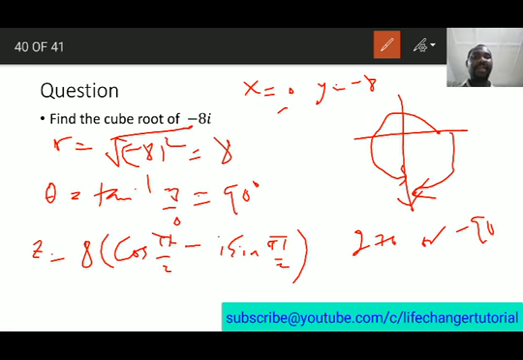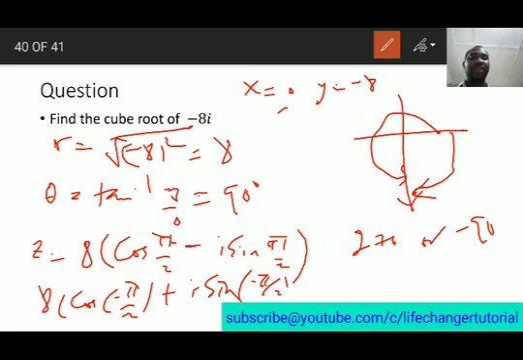Okay, so that's the reason why we have the minus here, because it's going to be cos minus 90 plus I sine minus 90. What I mean is, it's supposed to be cos minus pi over 2, then plus I sine minus pi over 2. But you should know that cos minus pi over 2 is the same thing as cos pi over 2. Know that cos of a negative number is the same thing as the cos of the positive number. But sine of a negative number is minus sine. So that's the reason we have this.